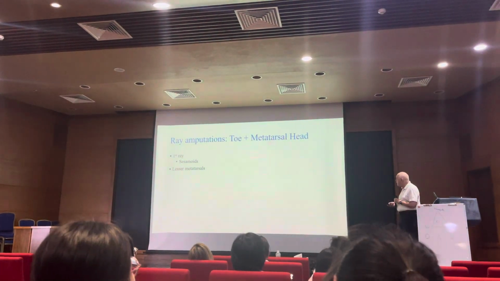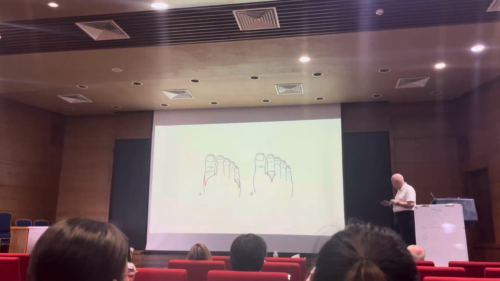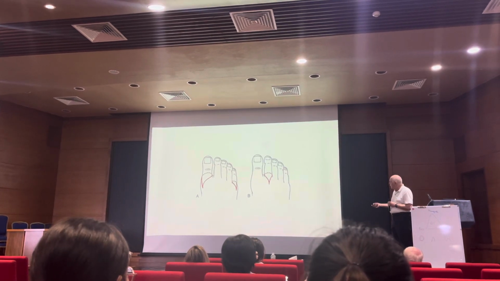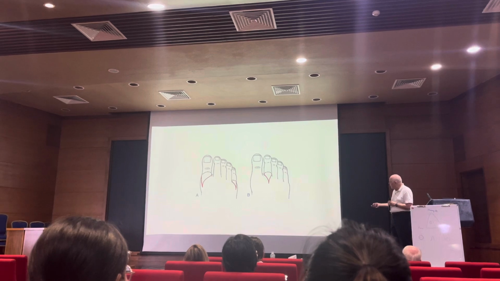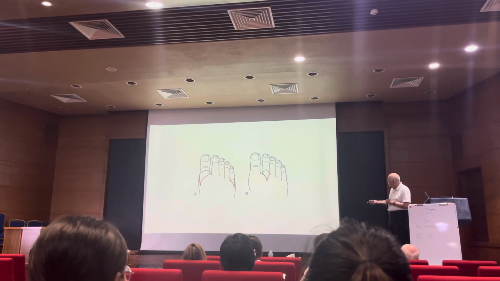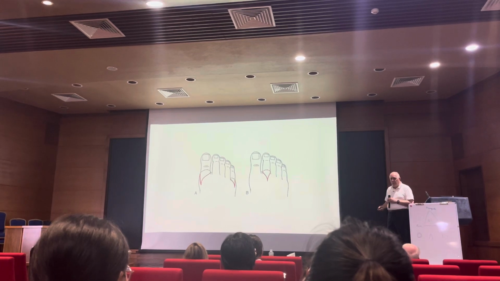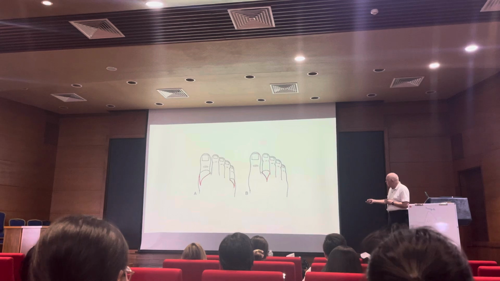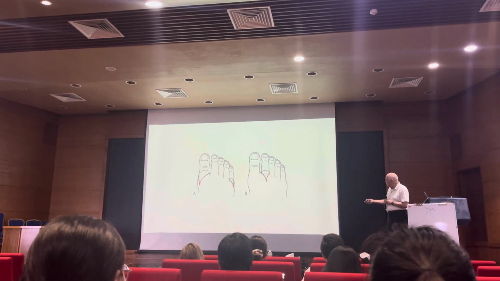As I said, a ray amputation is the toe plus the metatarsal head. This is the technique I like for the big toe. I make an incision that goes from on the top of the foot around the base of the toe like that, and it creates a flap here, flap there. I remove the toe, take out the metatarsal head, and this will close up very nicely.